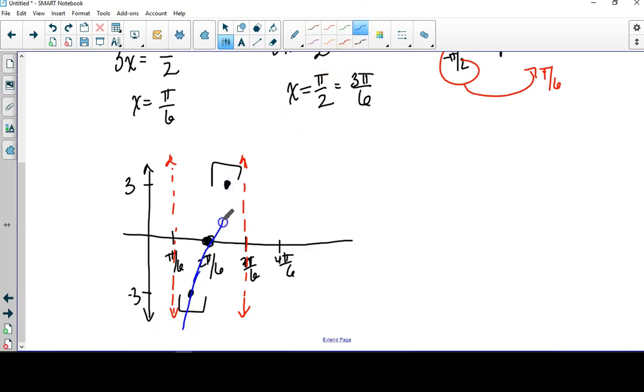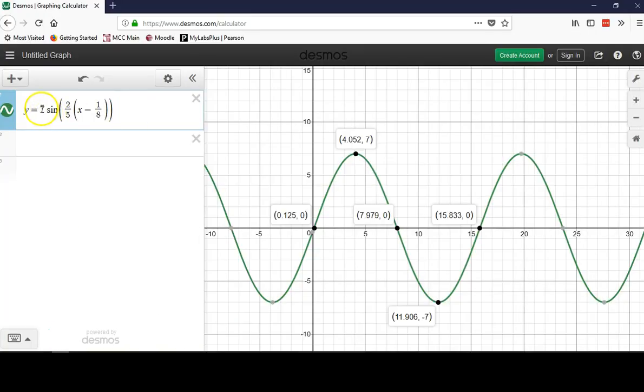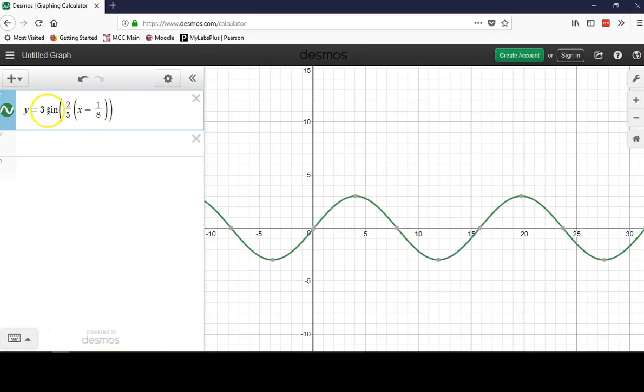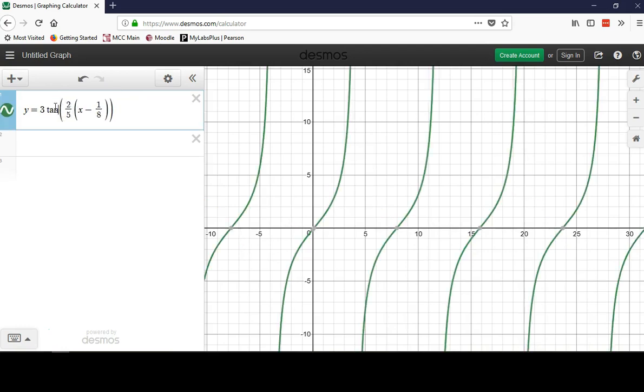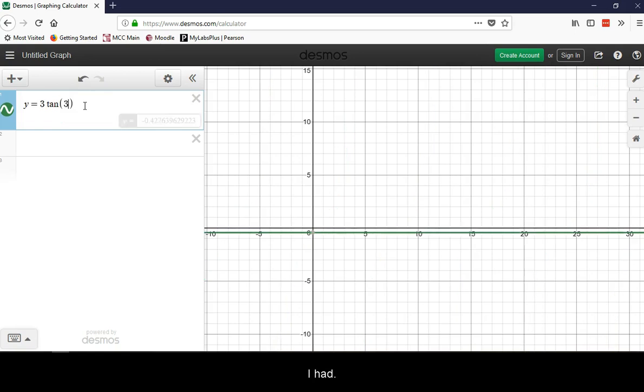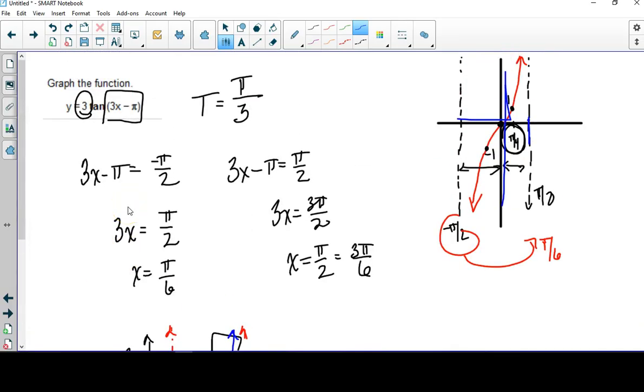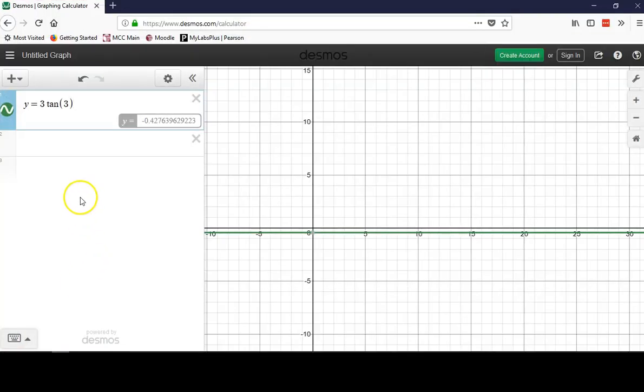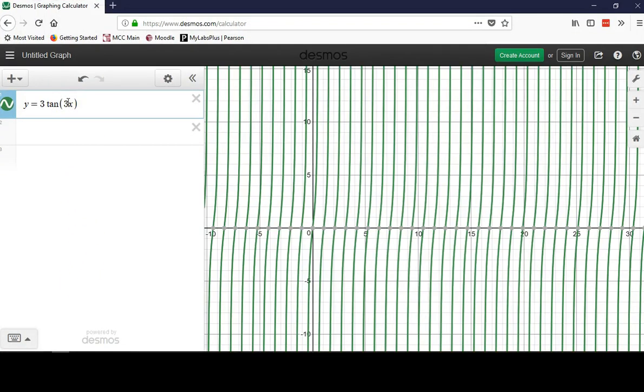And then, of course, it's going to go right up along those asymptotes, and then we have something that looks like this. Let's look at Desmos. I have a 3 here. This turns into tangent. And I had 3x minus pi. Ooh.